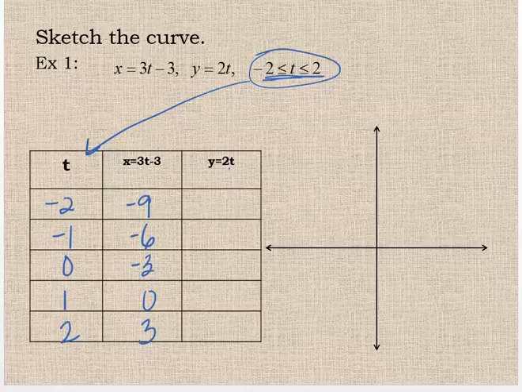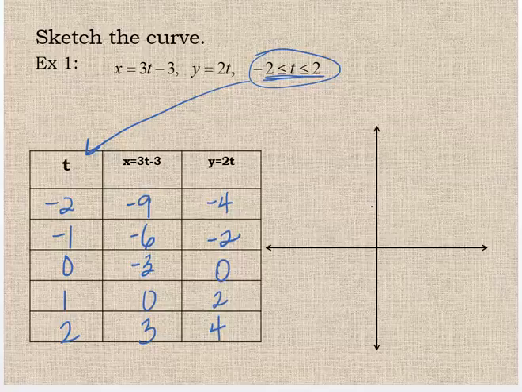My y coordinates, same idea, just putting the t values into my equation. So 2 times -2 is -4. 2 times -1 is -2. 2 times 0 is 0. 2 times 1 is 2. And 2 times 2 is 4.